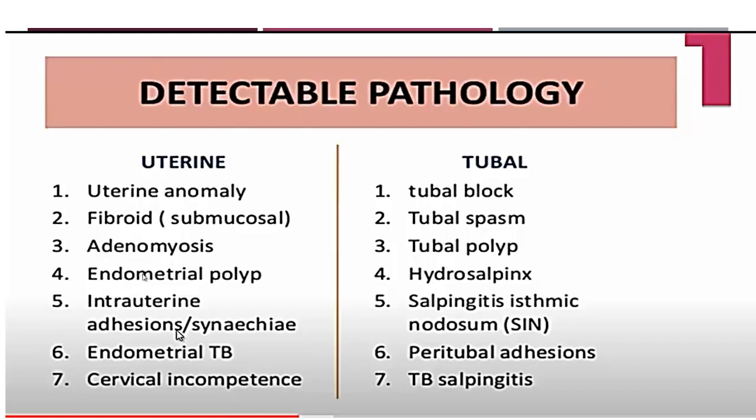Adenomyosis, uterine endometrial polyp. So the polyp and the submucous fibroid both will appear as endometrial filling defect. Intrauterine adhesions or synechia, endometrial TB, and cervical incompetence. This is what we can see on hysterosalpingiography in the uterus, but of course we see only the cavity and we could not detect the myometrial lesions or the associated pathology.